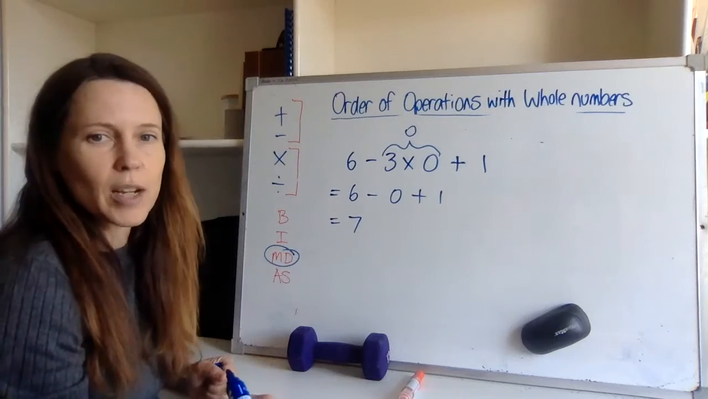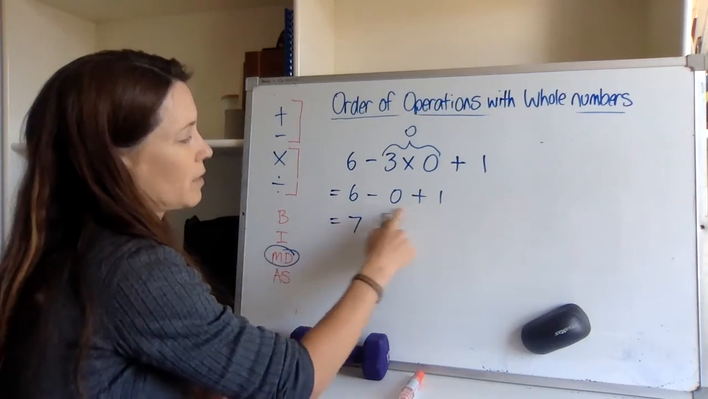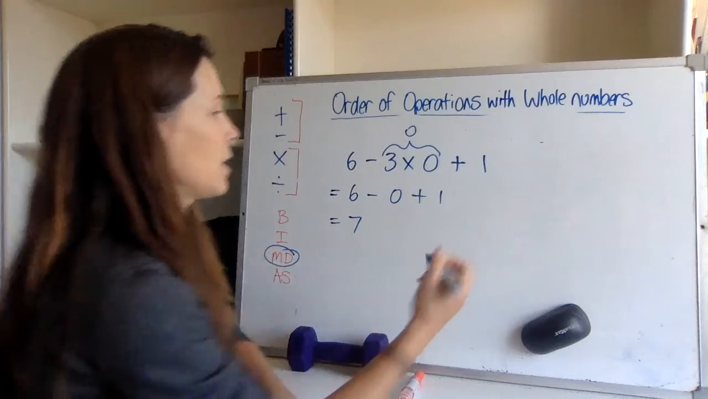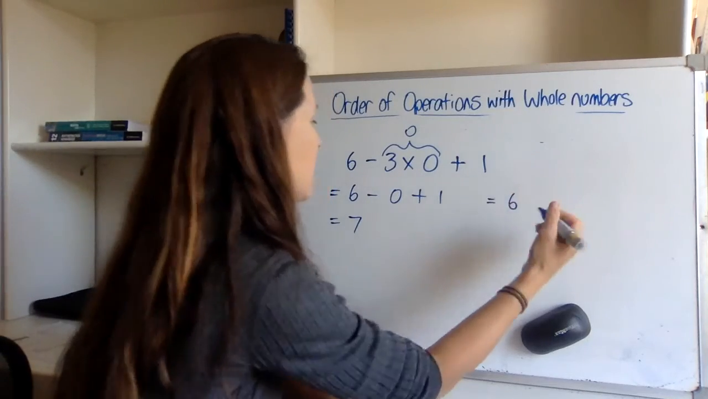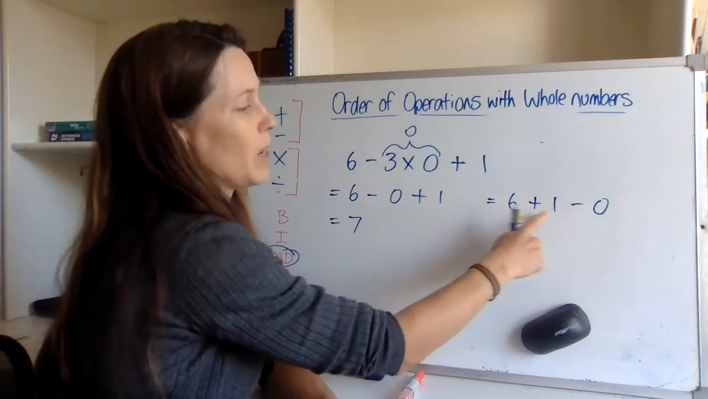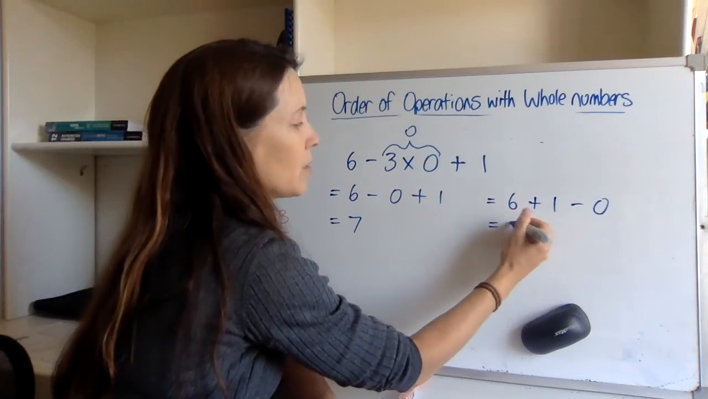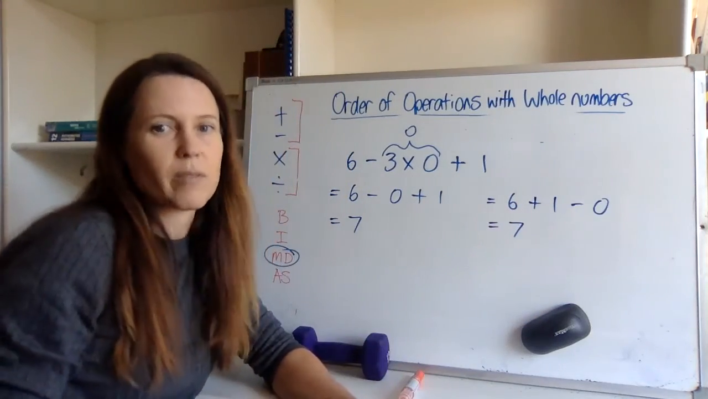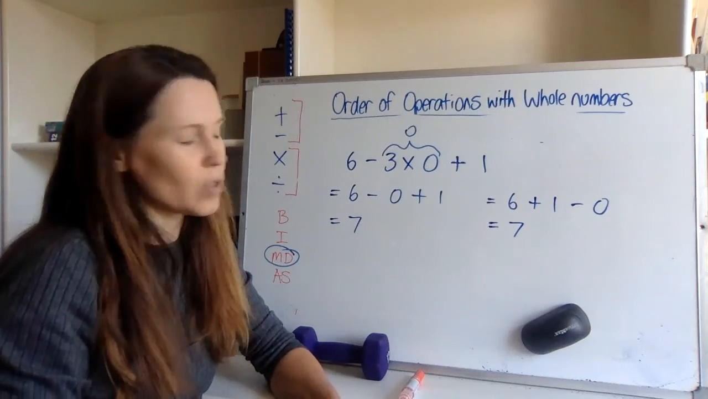Now let's just double check that it really didn't matter which order we did this addition and subtraction. If we'd done it the other way around, and we had 6 and we added the 1 first, and then we subtracted nothing, well then we'd have 7 minus 0, it's still 7. So you can prove to yourself there that it doesn't matter which way you do those two operations.